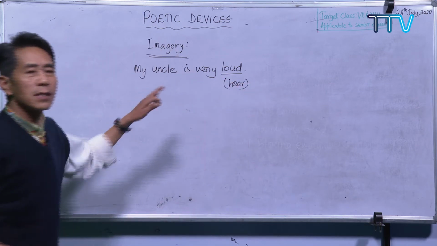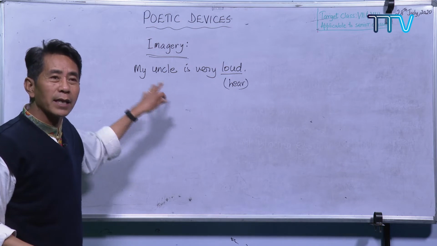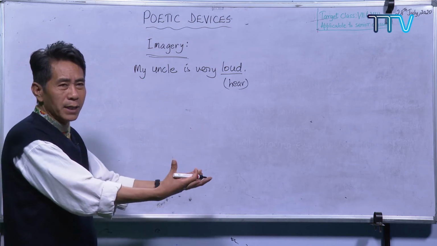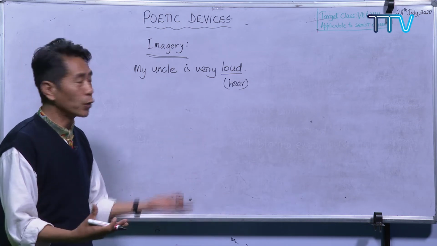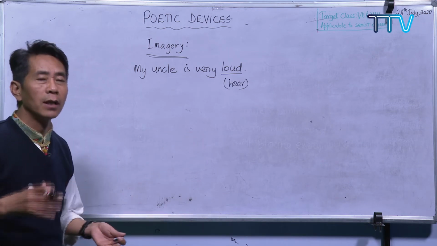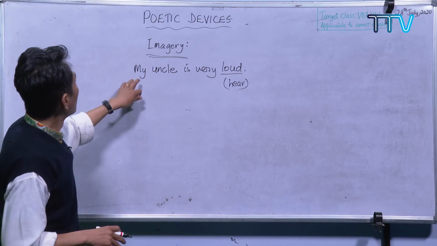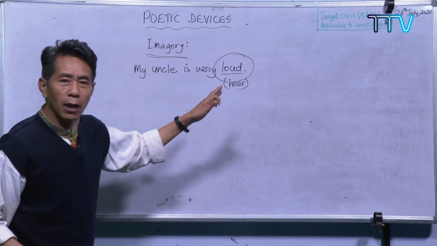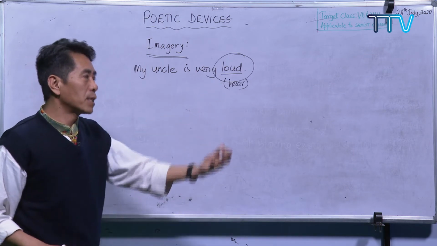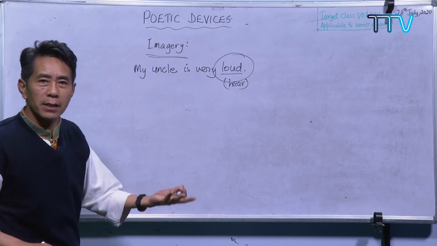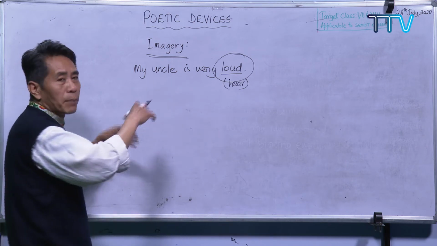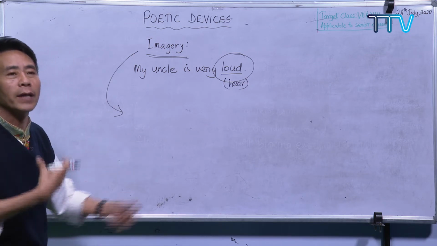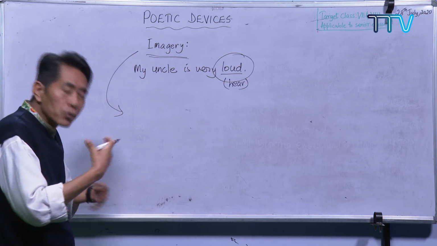Now this is a very simple sentence. There is no imagery. "My uncle is very loud" means some people may get some idea, but some people may not get any idea. You are not trying to create a picture in the mind of the people. So, my uncle is very loud. Now instead of using the word loud, you just try to paint a picture of what loud really means. That depends upon you. I told you, if you are a good writer, all these things will come out very easily. But if you are not that good, you just try to develop.